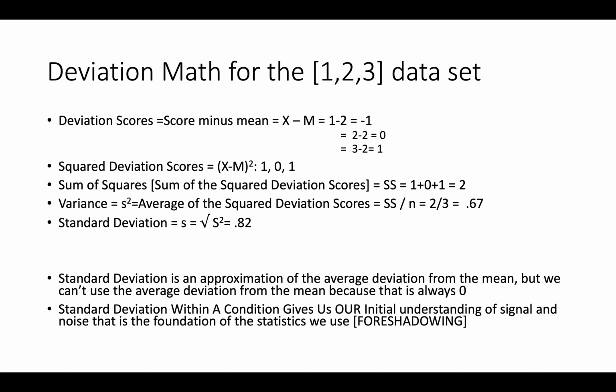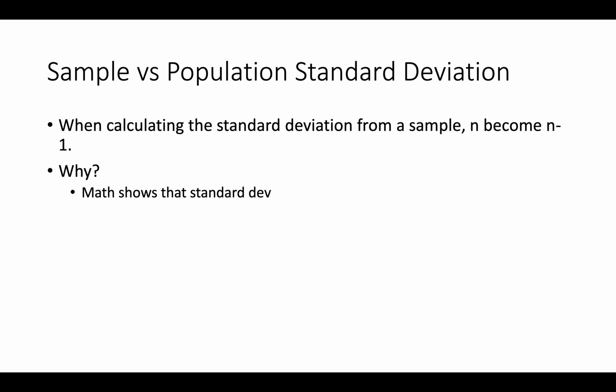And so we do this approximation, the standard deviation. It's our best approximation of the average deviation score. It's basically the same thing. The math works out a little differently, but conceptually, our standard deviation is our approximation of the average deviation score, knowing that the average deviation score is always summed to 0.